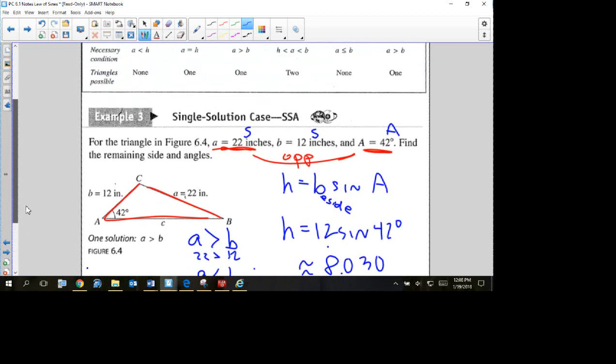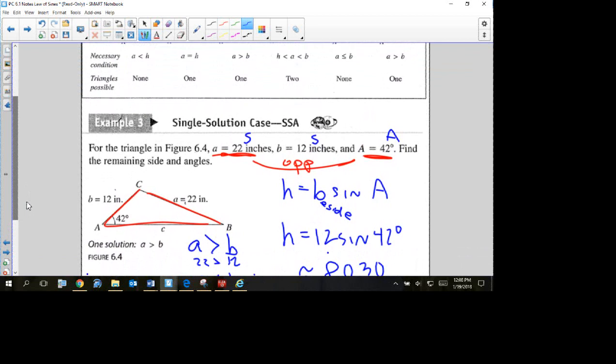So we go up and we look at our chart. In which situation do we have A greater than B? I know it can't be this one. A is greater than B, could be that one. Is A equal to H? No, it can't be that one. Is A less than H? No, it's greater. So that leaves us with just this. There's one triangle. This is why it's a pain: you go through and make sure you know which one you're doing.